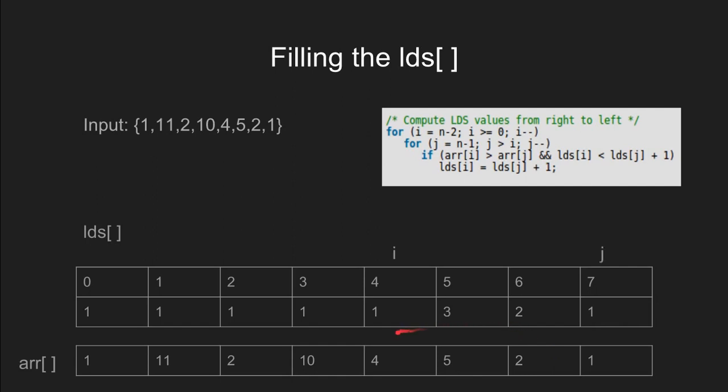Then i and j are again updated, i becomes 4 and j becomes 7. 4 is greater than 1, so LDS[i] will be equal to LDS[j] + 1. So this becomes 1 plus 1 equals 2. Then j becomes 6. 4 is again greater than 2, so this will become 2 plus 1 equals 3. Again the value of j is updated, but this time 4 is not greater than 5, so no change.